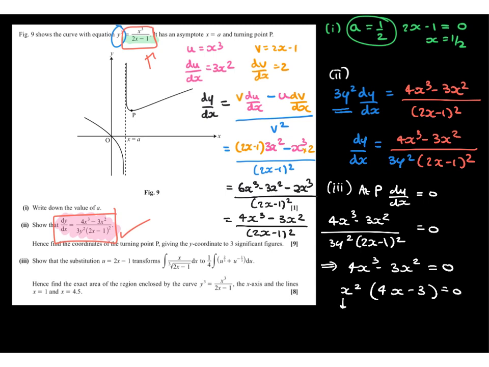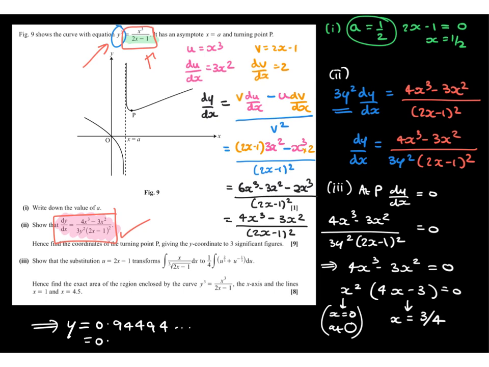Now, x equals 0 is not relevant. That's what's happening at the origin. It's not what's happening at P. So we then need to take the other alternative, which is x is equal to 3/4. And it does want the y-coordinate as well, given to 3 significant figures. So we just need to substitute into the equation here, but remember to cube root to get the final value for y. And the value for y that we should get is 0.94494... So 0.944 to 3 SF.